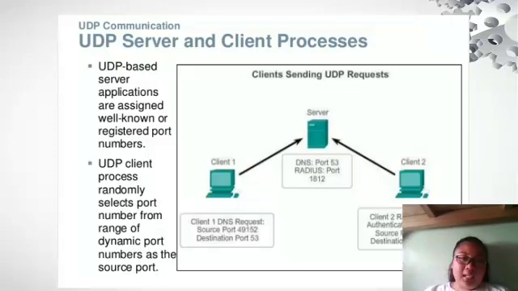UDP server and client process. UDP-based server applications are assigned well-known or registered port numbers. The UDP client process randomly selects a port number from the range of dynamic port numbers as the source port. This figure shows the client sending UDP requests to the server. Client 1 and Client 2 are connected to the server.